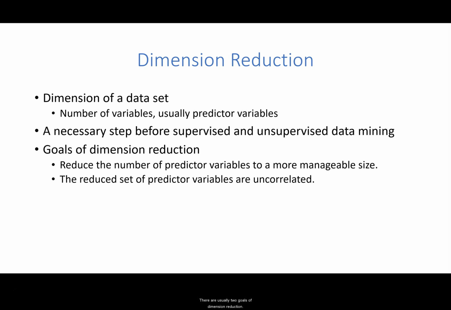There are usually 2 goals of dimension reduction. First, obviously, we want to reduce the number of predictor variables to a more manageable set, hence the name dimension reduction. Second, we want to make sure that the reduced set of predictor variables are uncorrelated or somewhat uncorrelated. Correlation between variables suggests that there is information redundancy between variables. Uncorrelated variables suggest that each variable offers information that is not currently present in other variables, which is a desirable attribute of datasets. In this lecture, we will discuss various strategies for achieving these 2 goals of dimension reduction.